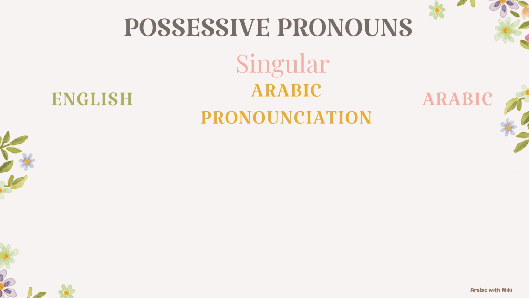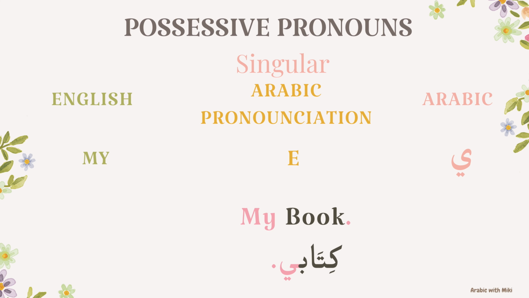The first one will cover the English word my, which is pronounced i in Arabic, and it's represented by the letter Ya. For example, my book, which is pronounced in Arabic as kitabi, kitabi. So it's a combination of the word kitab plus the letter ya.